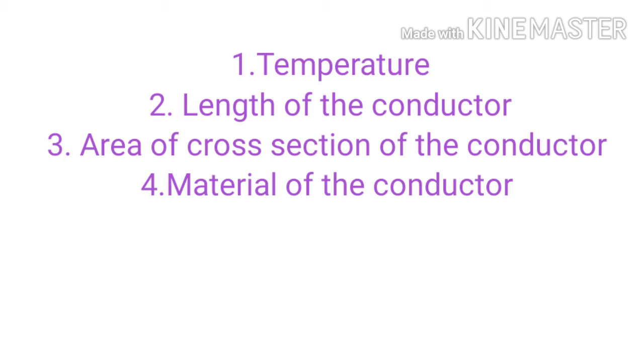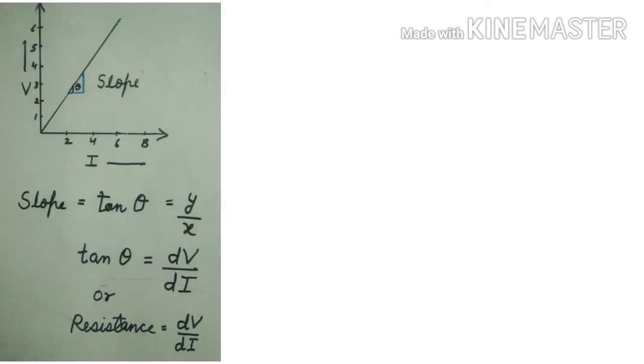Fourth is the material of the conductor. We know that resistance also depends on the type of the material. So the material of the conductor should remain the same during the whole experiment. When we draw a graph between voltage V and current I, we get a straight line graph. The slope of the graph shows the resistance. We can find the slope by using the formula, slope is equal to tan theta, and we know tan theta is equal to y upon x.